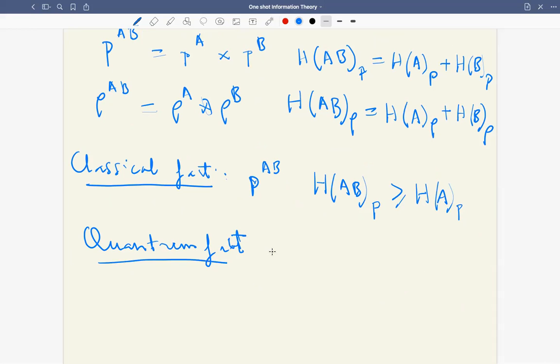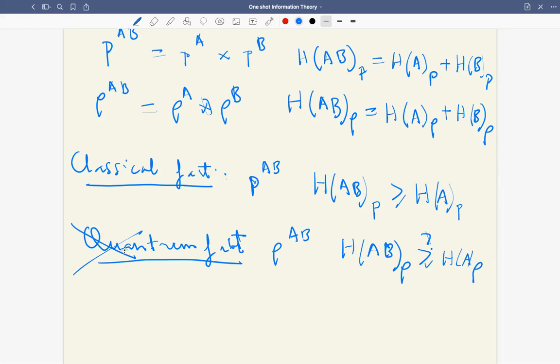Same setting, rho AB, a general density matrix, maybe an entangled quantum state. So H AB of rho, and for the previous question, I put a question mark, H A of rho. Actually this is wrong. This does not happen in general. It may happen, it may not happen.